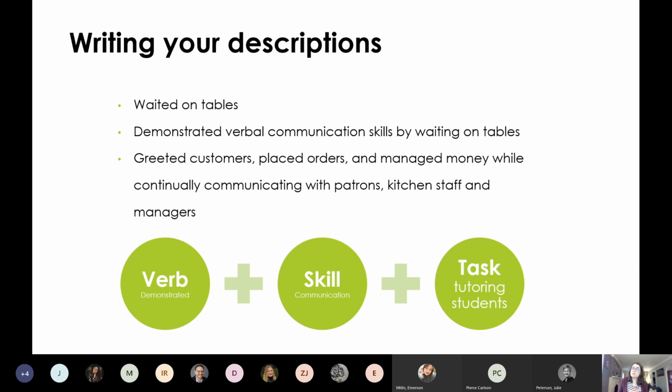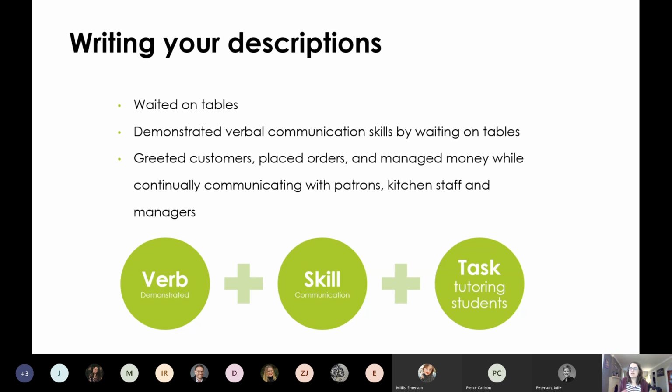So, "greeted customers, placed orders, and managed money while continually communicating with patrons, kitchen staff, and managers." So now I have customer service on there. I have some handling of money. I still have those communication skills. I have some implied teamwork, some implied organization, a lot of different things. And I've never even talked about waiting tables. I've said so much more about my skills that might apply to a lot of different places.